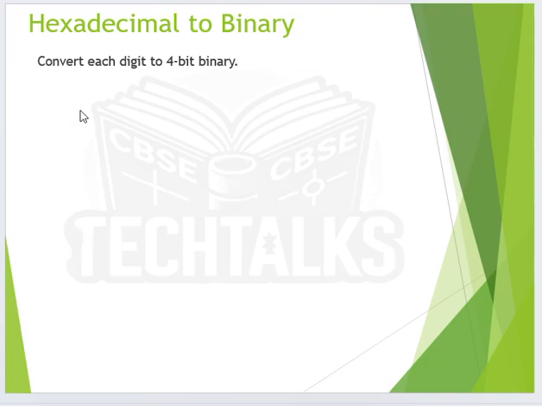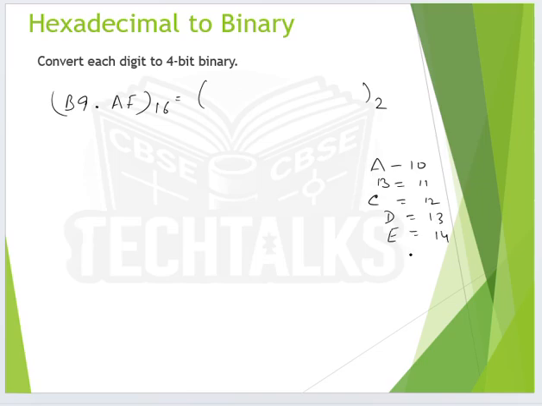Hexadecimal to binary. In this case, we will be representing each digit using 4 bits of binary. Let's take an example, B9.AF. A is 10, B is 11, C is 12. After a few conversions you will be able to recall, but initially you need to note it down somewhere so that there will be fewer chances of errors.